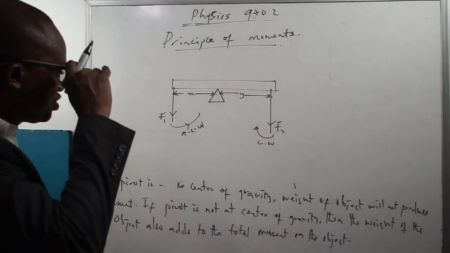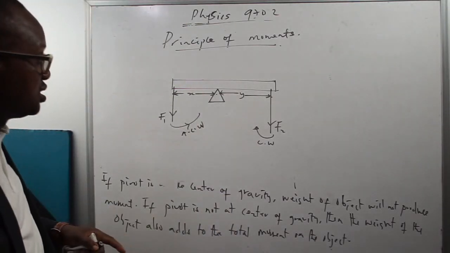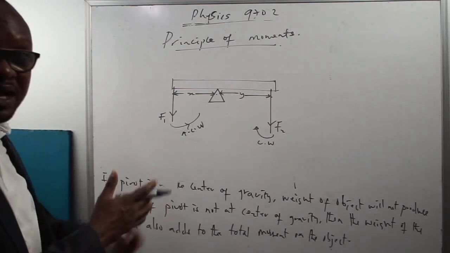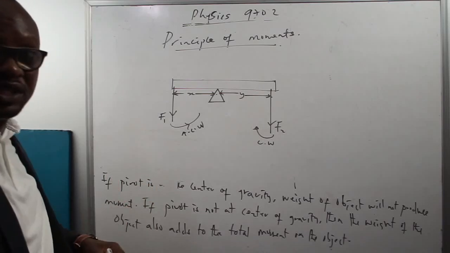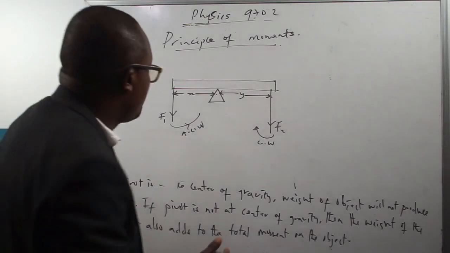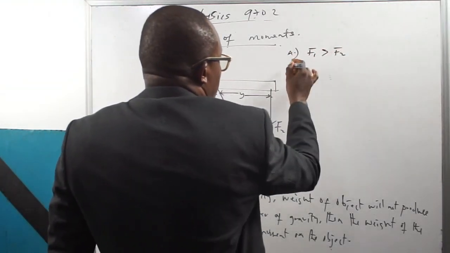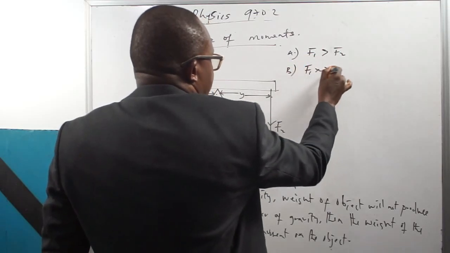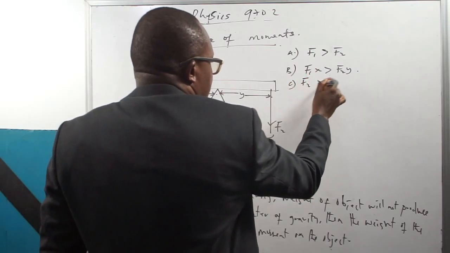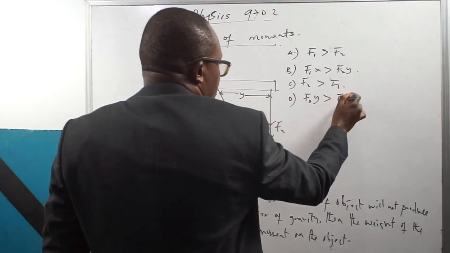Now, if this bar turns anti-clockwise under the influence of all these forces, under this arrangement, if the overall direction of turning of the bar is anti-clockwise, which of this is correct? Number one, it shows that F1 is greater than F2. B, it shows that F1x is greater than F2y. C, it shows that F2 is greater than F1. D, shows that F2y is greater than F1x.